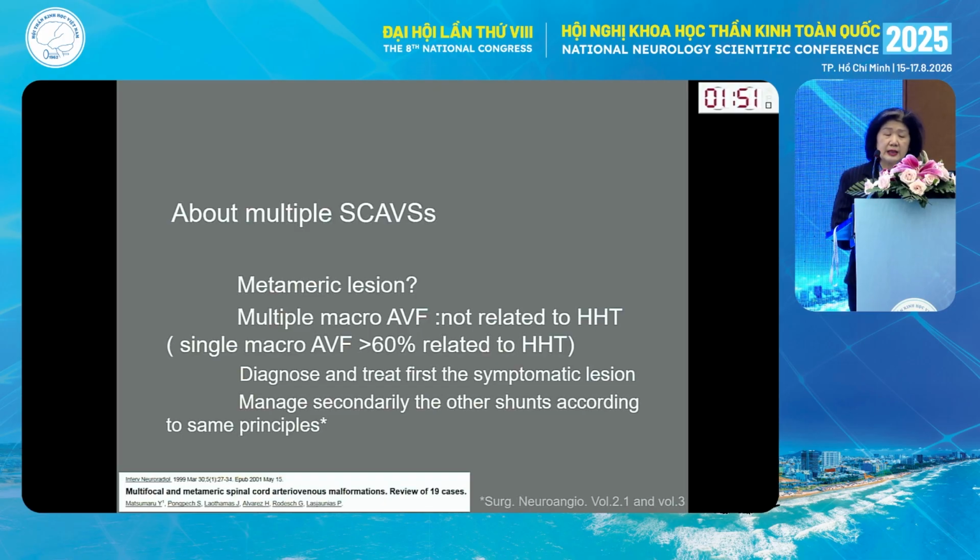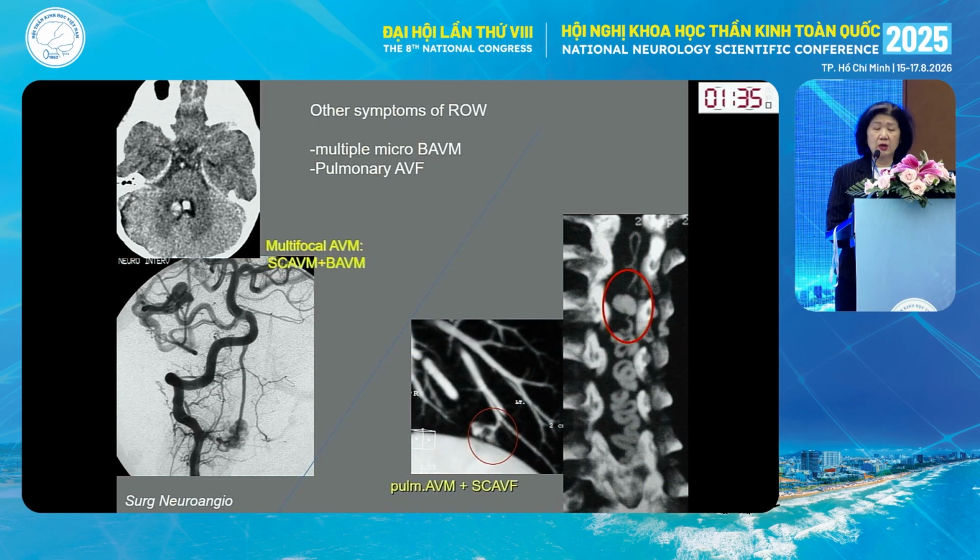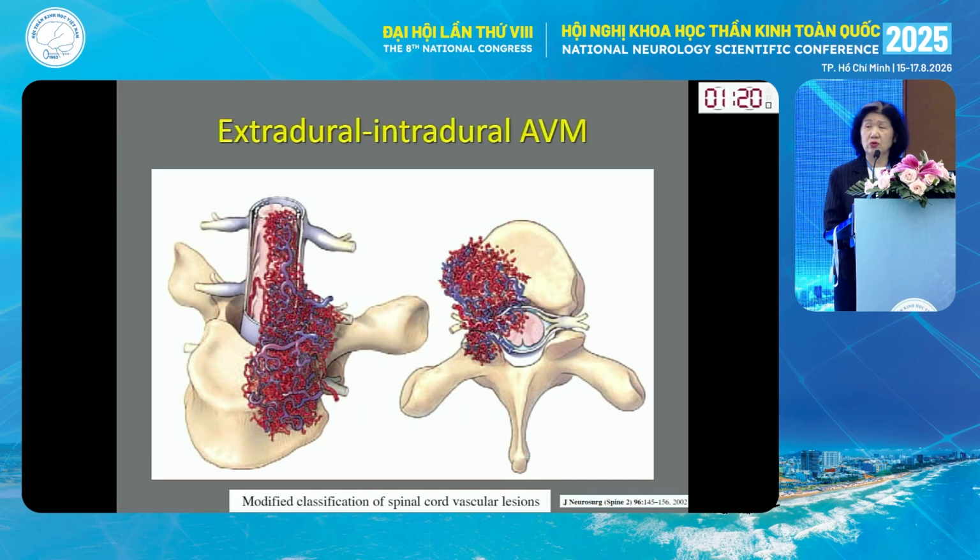And don't forget, as I told you, this is a case of HHT or Rendu-Osler-Weber. They have multiple micro brain AVMs, pulmonary fistula, and look what they have at the spinal level. So don't forget. Another case: pulmonary AV fistula, familial epistaxis. Go to the family history, and you find in that spinal cord a single macrofistula that supports your diagnosis of HHT. Metameric lesion is what is shown in this drawing.